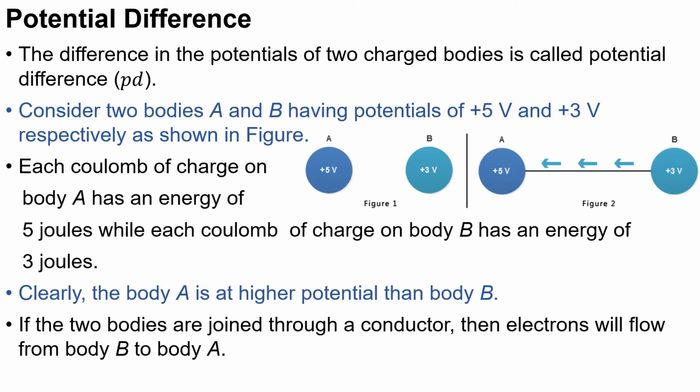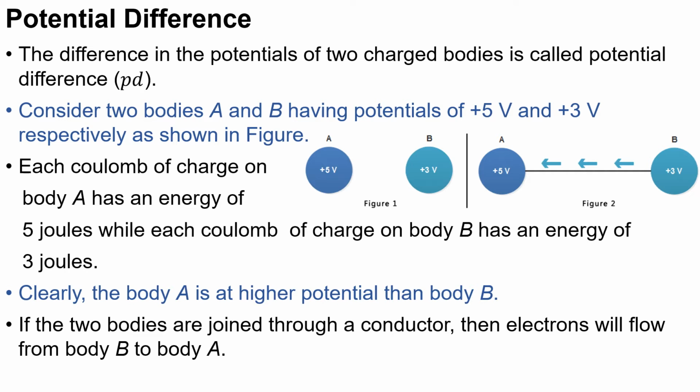Potential difference. The difference in the potentials of two charged bodies is called potential difference. Consider two bodies A and B having potentials of 5 volt and 3 volt respectively, as shown in figure. Each coulomb of charge on body A has an energy of 5 joules while each coulomb of charge on body B has an energy of 3 joules. Clearly, the body A is at higher potential than body B.